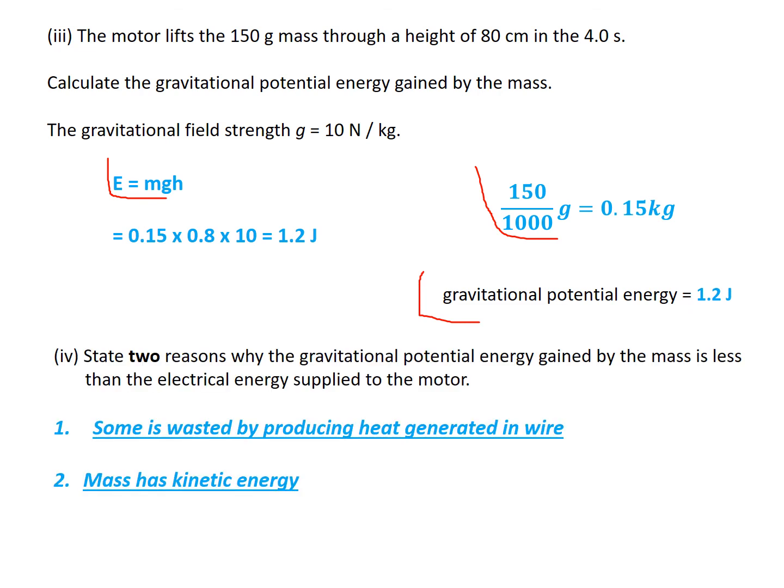Part 4. State two reasons why the gravitational potential energy gained by the mass is less than the electrical energy supplied to the motor. Answer 1. Some is wasted as heat generated in the wires. Answer 2. The mass has kinetic energy.